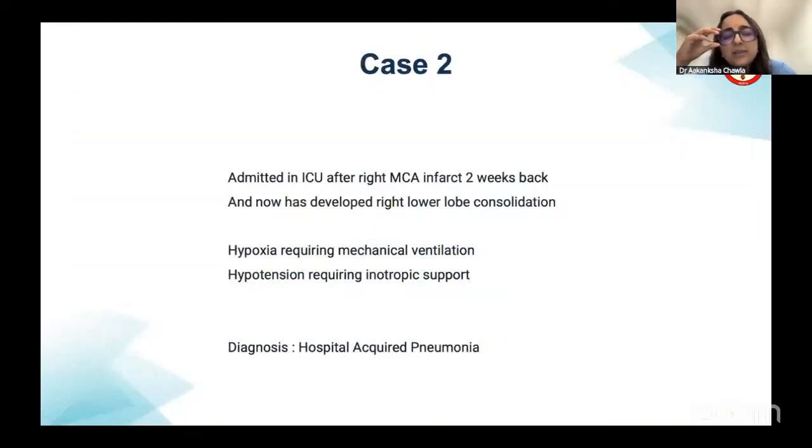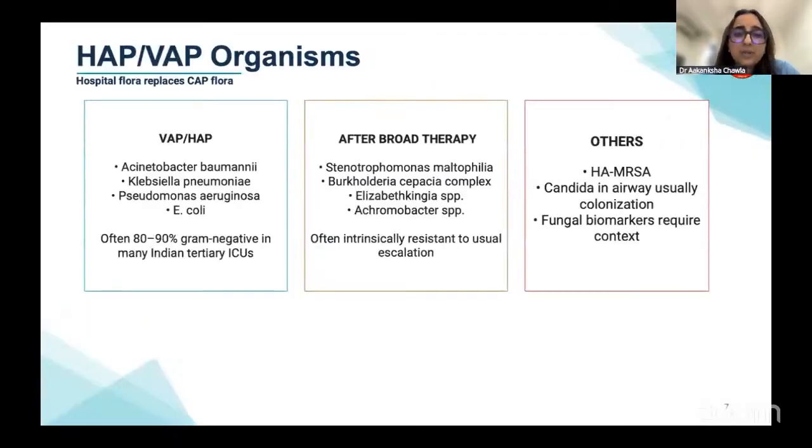Then let's look at another case. We just discussed a community acquired pneumonia. Now, this was a patient who was admitted 2 weeks back with a right MCA infarct, suddenly becomes hypoxic, is desaturating in respiratory distress, now requiring mechanical ventilation, is hypotensive on vasopressor support. You do a chest x-ray and has a right lower lobe consolidation. So, very typical case of a hospital acquired pneumonia.